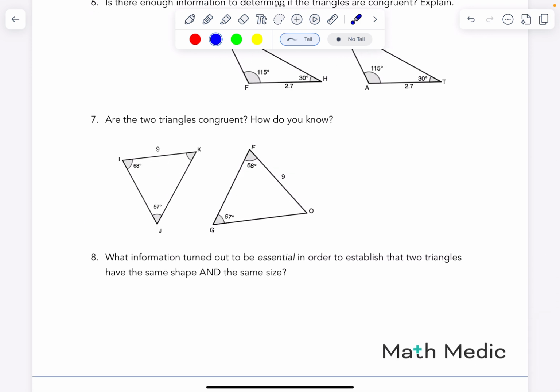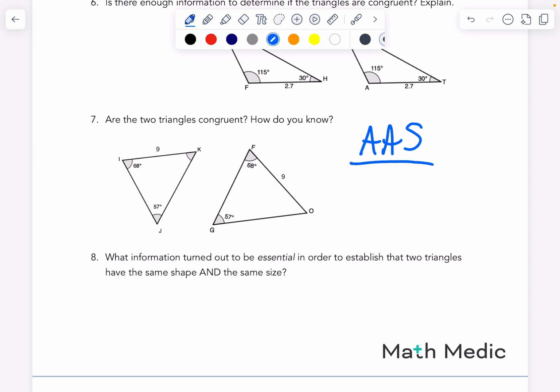All right, what about number 7? I have 68, 57, and a 9. I have a 68, a 57, and a 9. This looks interesting, and this is going to be our second main theorem and our last shortcut. It is angle, angle, side. I have 2 angles and the side not between them. 2 angles and the side not between them. And there we have it.